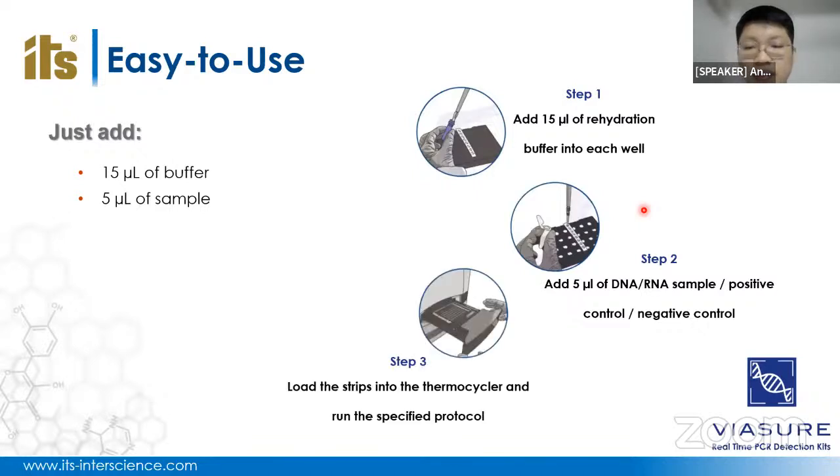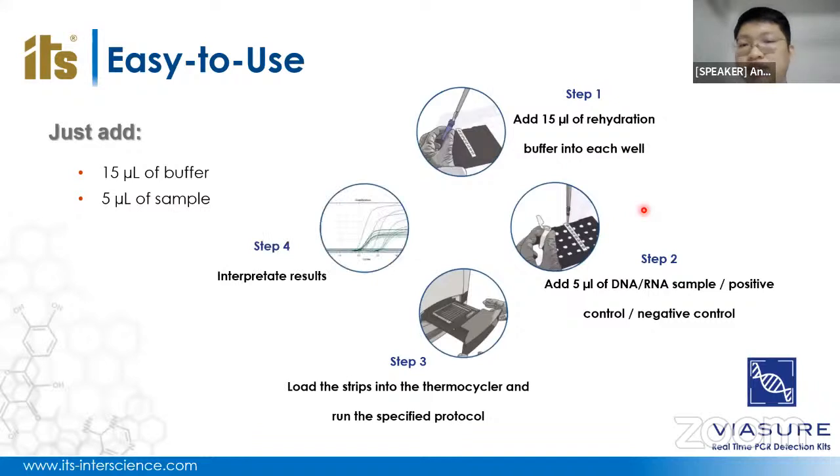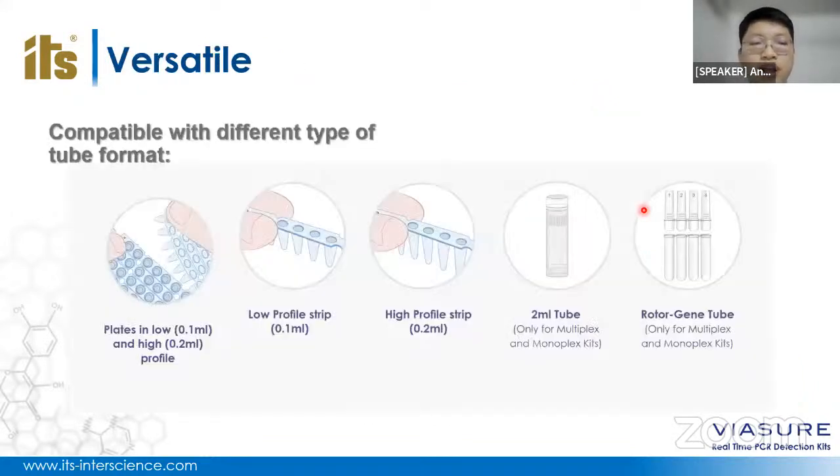It could be DNA or RNA, and then you just load it into the thermocycler and analyze the result. Very straightforward. You don't need to prepare a master mix. We also provide different tube formats: low profile, high strip profile, and a tube version for those cases where you need to go for automated liquid handling or use the Rotor-Gene tubes.